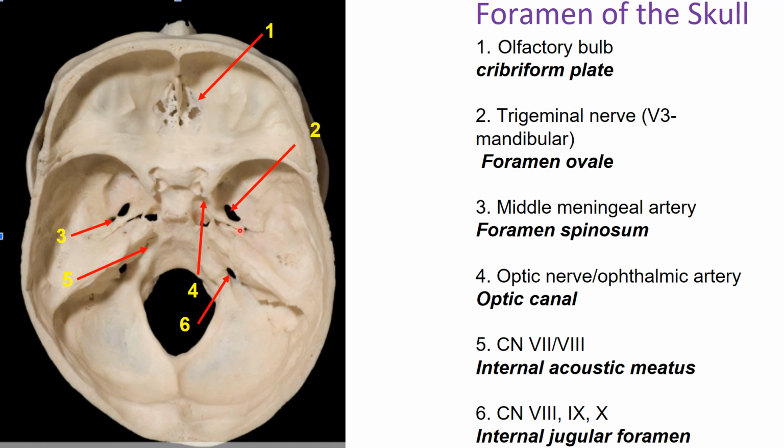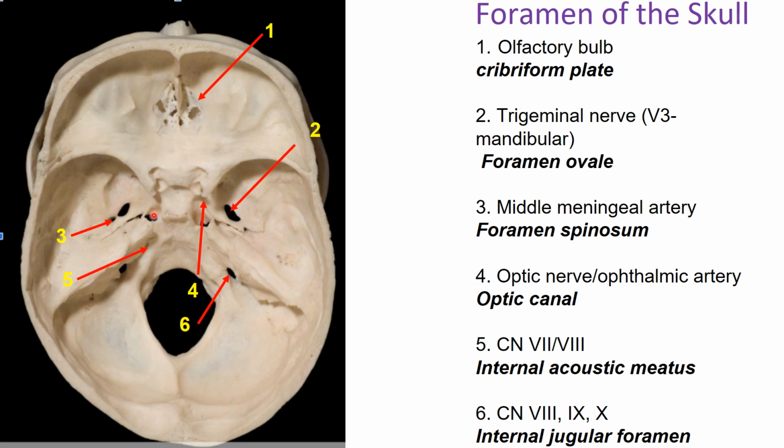The foramen ovale is going to allow V3, or the mandibular branch of the trigeminal nerve, to communicate. So that's going to be doing the muscles of mastication along with the sensation of the face, at least the lower portion of the face. So that's an important structure to keep in mind. We have the middle meningeal artery going through the foramen spinosum, which is the most lateral of these holes.